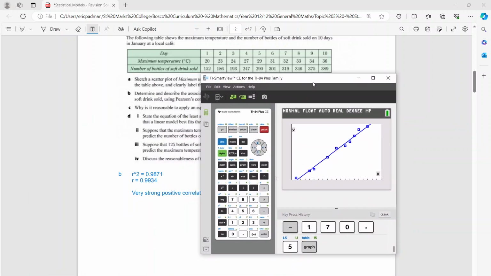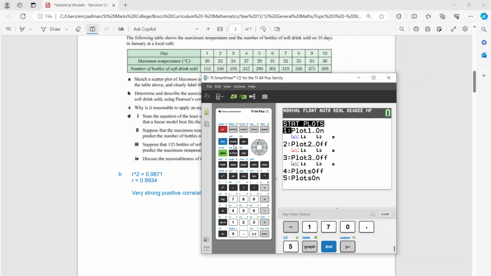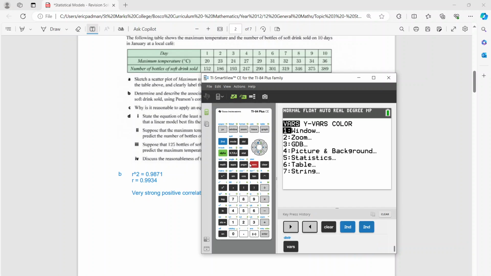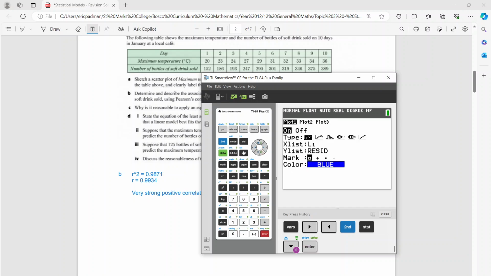You don't have to calculate the residuals, so we might take this shortcut way of doing this. I think we do stat plot, and we're going to plot the residuals. We go to variables, then list, second list, and choose residual. That's a shortcut way of doing this.